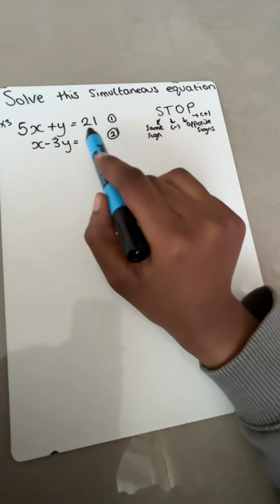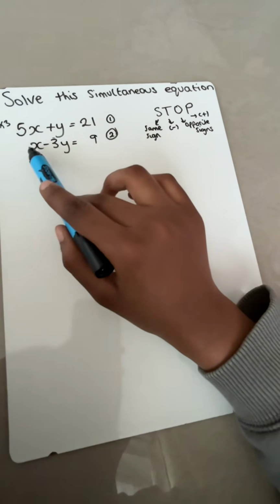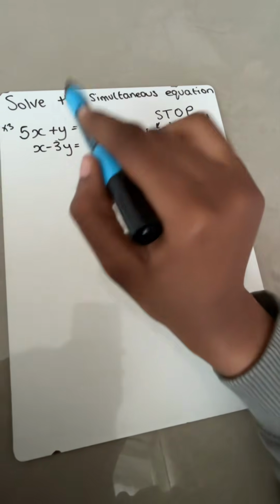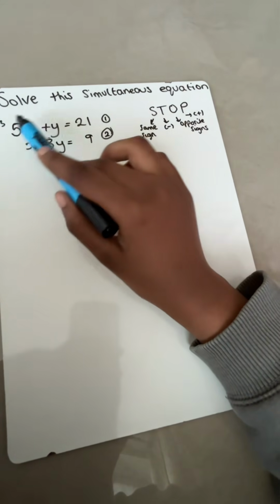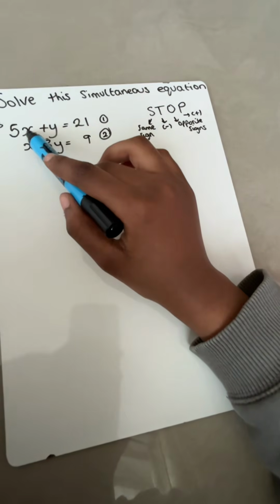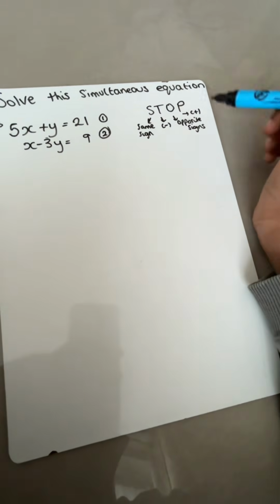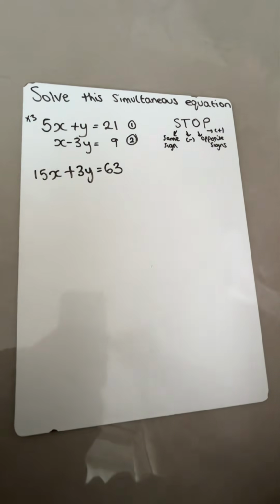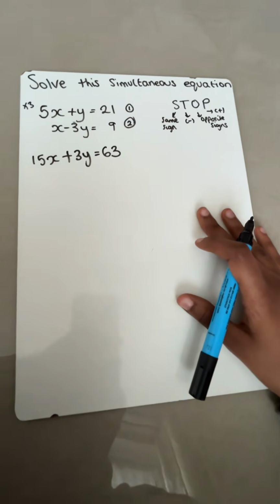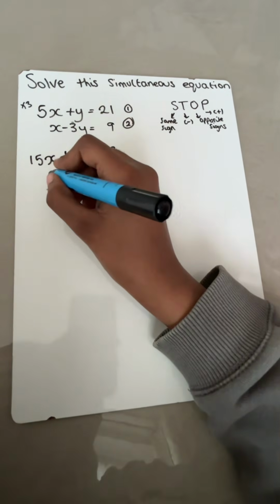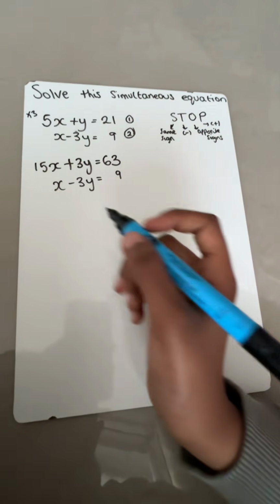So you can times all of this by 5 so that you get that 5x, so you can solve for y, or you can times this all by 3 to solve for x. So that's what I'm going to do because I like to use the stop method. So I'm going to times that entire top thing by 3, which gives me that, and then I'll be keeping this the same. Those are my two equations.